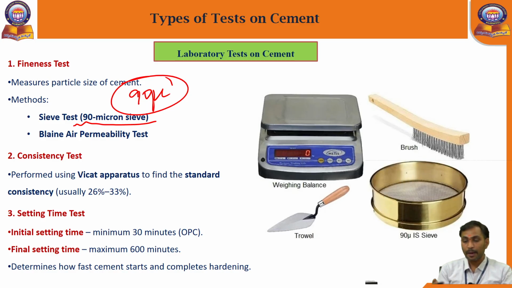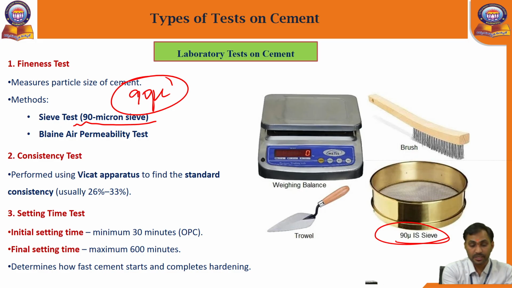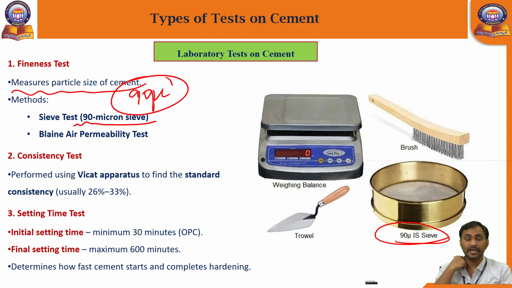The apparatus we need is a weighing balance, a trowel, a brush, and a sieve, namely the 90 microns sieve. It measures the particle size of cement. It is also called the sieve test, conducted on cement material to determine the size of the cement.